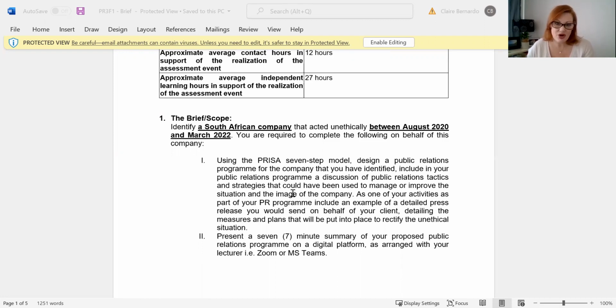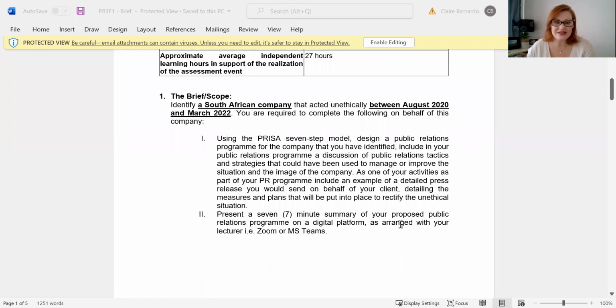Design a public relations program for the company that you have identified. Include in your public relations program a discussion of public relations tactics and strategies that could have been used to manage or improve the situation and the image of the company. One of your activities for your PR program, you must include an example of a detailed press release that you would send out on behalf of your client, detailing the measures and plans that will be put in place to rectify this unethical situation.